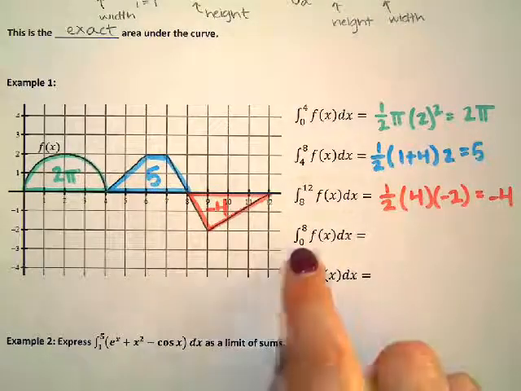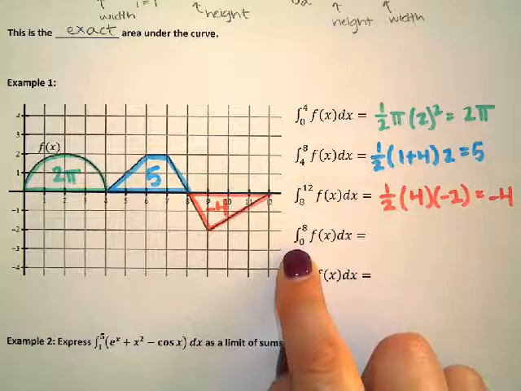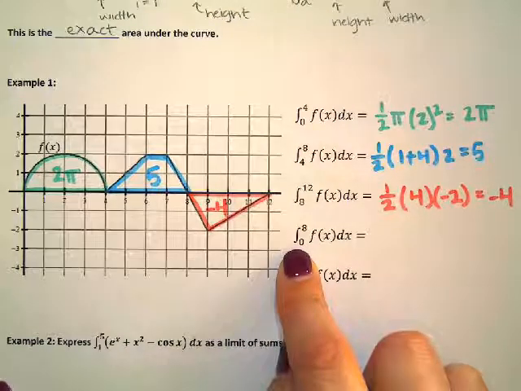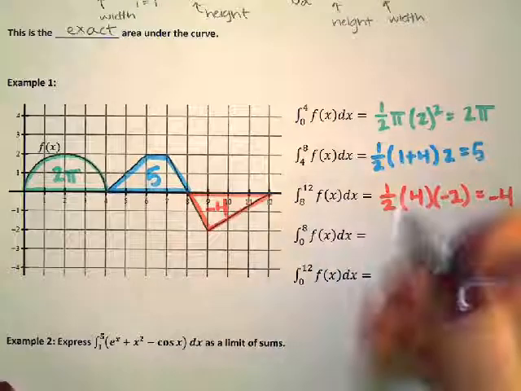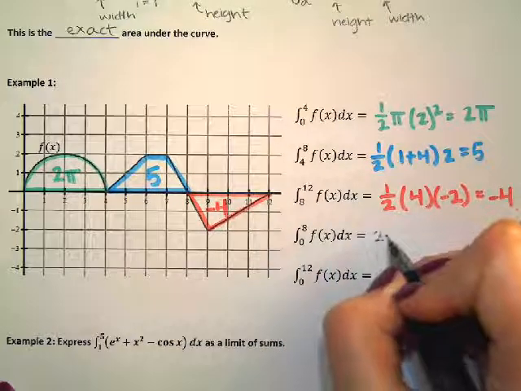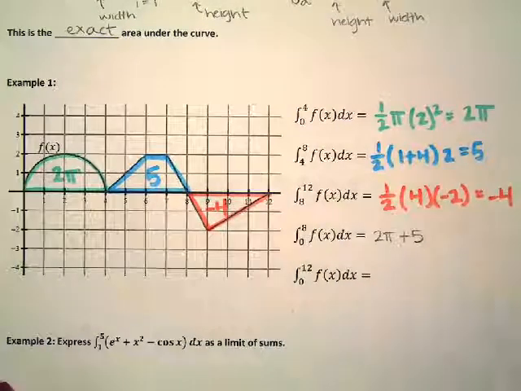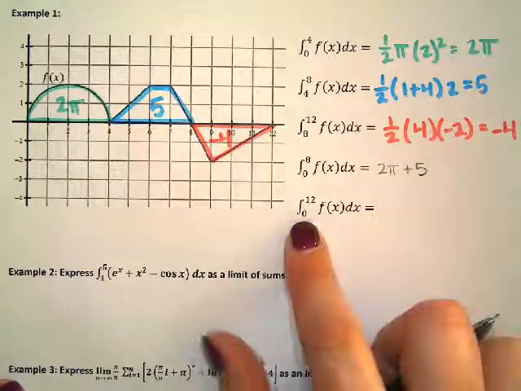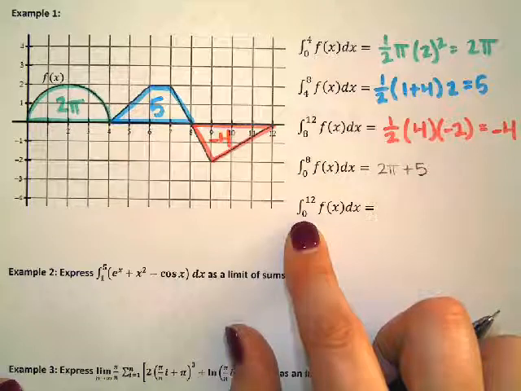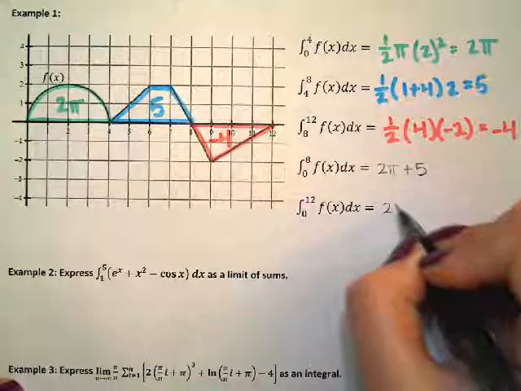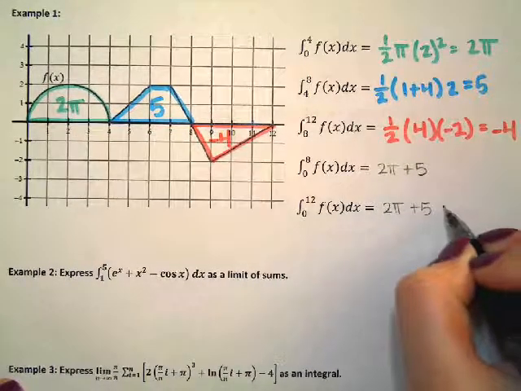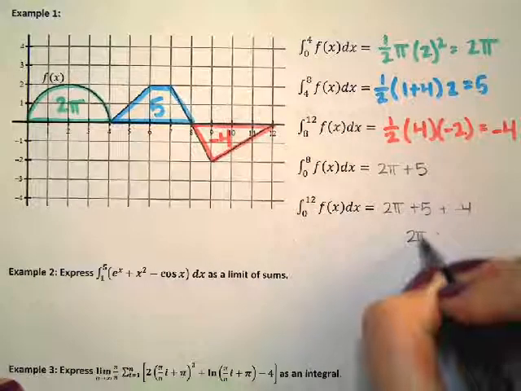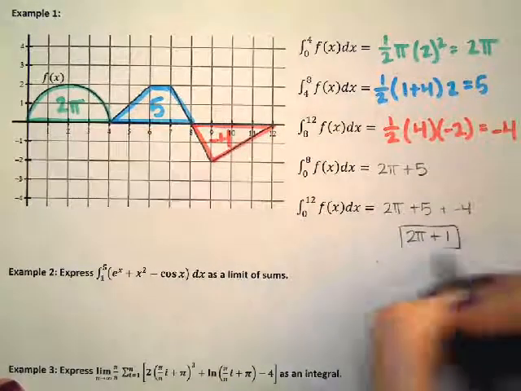So if we're going to look at the area from 0 to 8, what should we do? Add what? 2 pi and 5. 2 pi plus 5. Those are not like terms, so that's as exact as I can get it. What about the area from 0 to 12? You add all of the terms. Add all of them. -2 pi plus 5 are like terms. It's 2 pi plus 1. Okay.